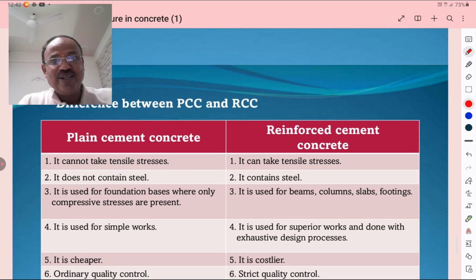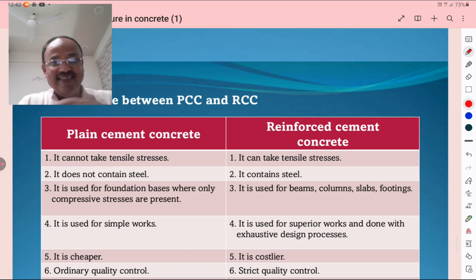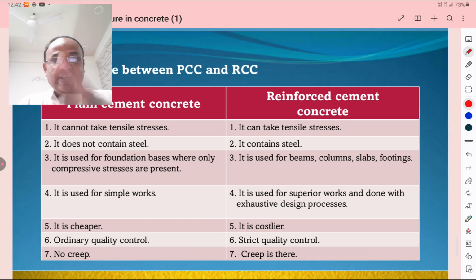we are going to discuss the difference between PCC and RCC. This question is asked in diploma level examinations, not for degree or competitive examinations, but one must know the basics. What is PCC? It cannot take tensile stresses because there is no inclusion of steel or fiber. Reinforced cement concrete takes the tensile stresses. PCC does not contain steel or fiber, but RCC contains steel or fiber.